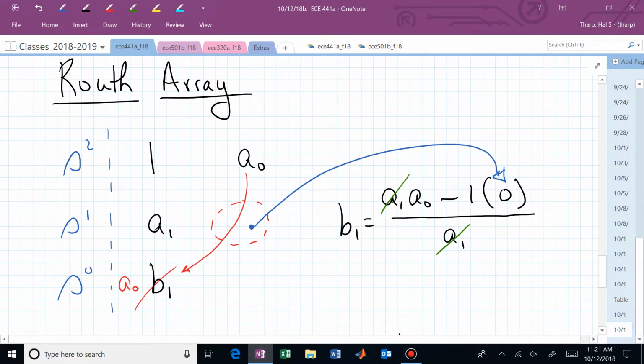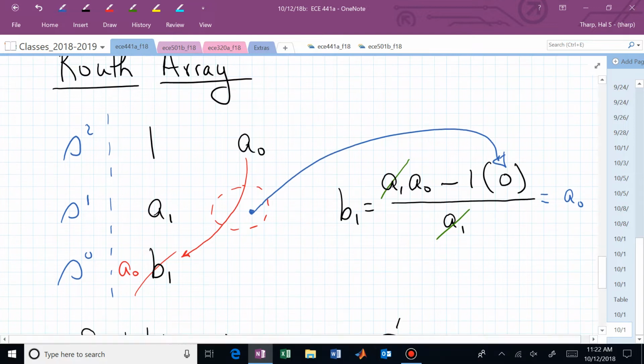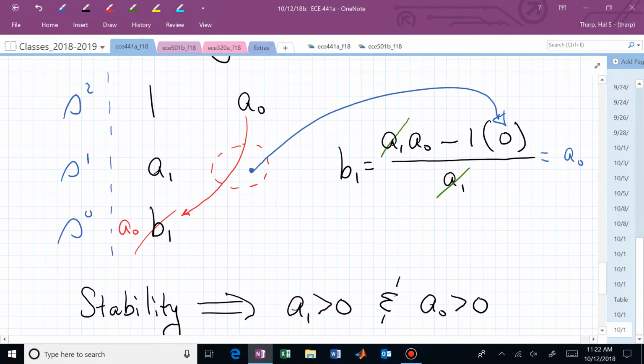To build up or to construct B sub 1, we now take A1 times A sub 0 minus 1 times the empty element, which is 0, divided by A sub 1, and that now allows A sub 0 to pop out. And as we just said, at this point in the Routh array construction, that A sub 0 just will slide down, and we really don't formally have to go through and show every time that B sub 1 actually is replaced with an A sub 0.